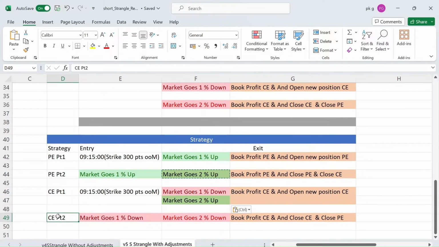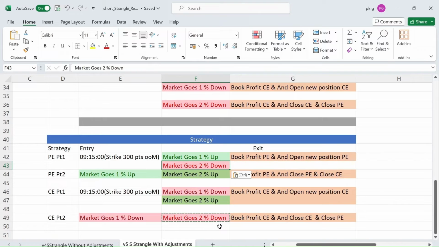For that, we are maintaining a new strategy called CE part 2, and this exit condition becomes the entry condition for this. And the exit condition for this is market going 2% down. That means when that happens, we are booking the profit in our adjusted CE position as well, and that means we are closing it and we are closing the PE as well. So this exit condition will become the exit for this one as well. Either this happens or this happens, then we will close the PE part 1. So for all of these strategies, there will be one more exit condition, that is time is 3 o'clock.